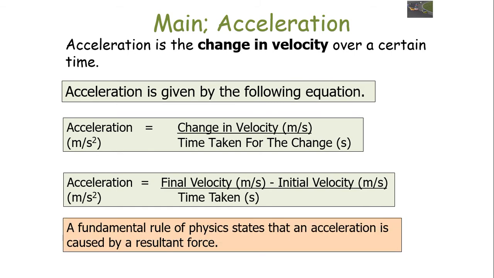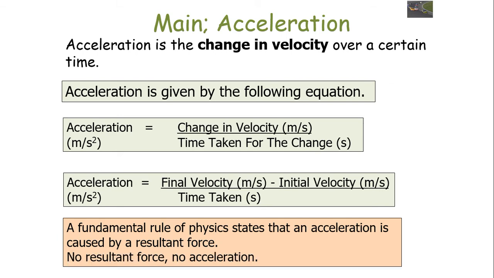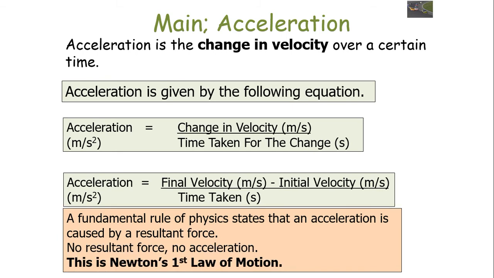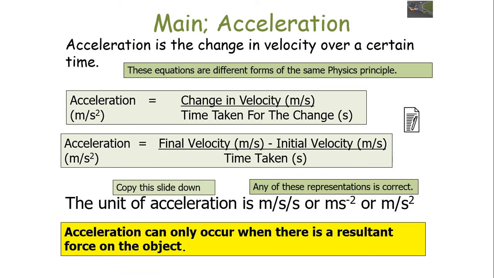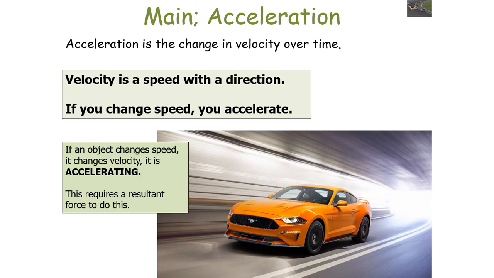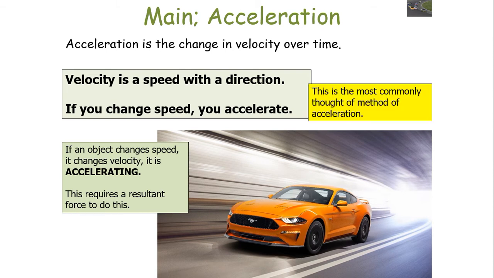Now, the fundamental rule of physics states that an acceleration is caused by a resultant force. No resultant force, no acceleration. Newton's first law of motion. So acceleration can only occur when there's a resultant force acting on the object. Now, velocity is speed with direction, so if you change speed, you accelerate. So if an object changes speed, it's changing velocity, it's accelerating. So you need a resultant force to do this.